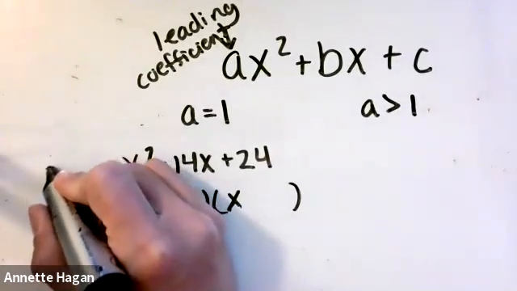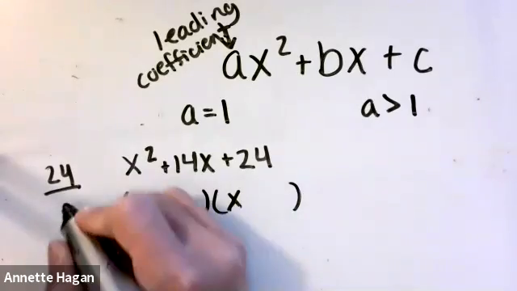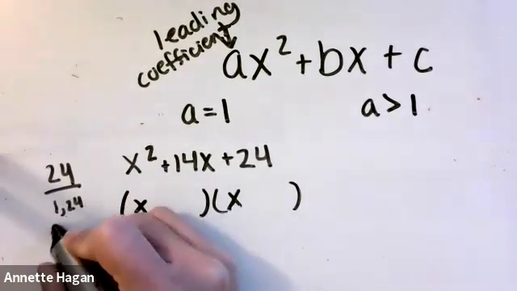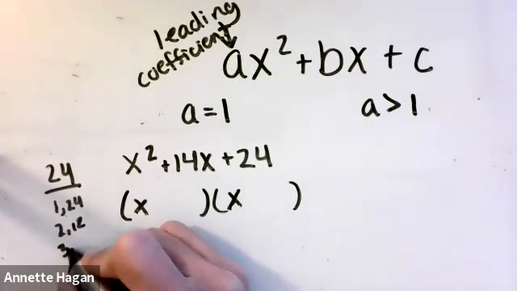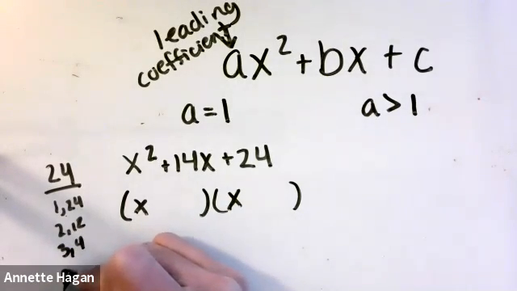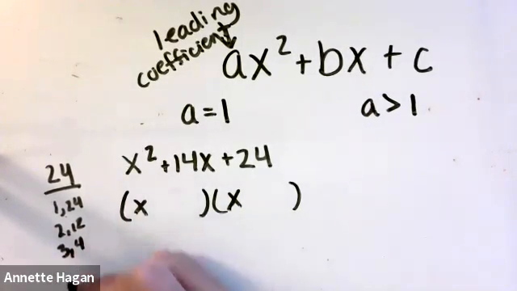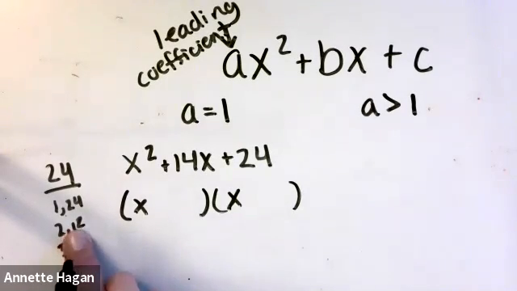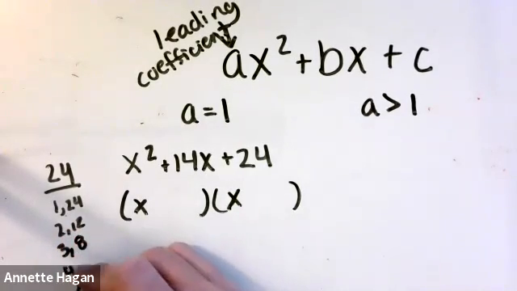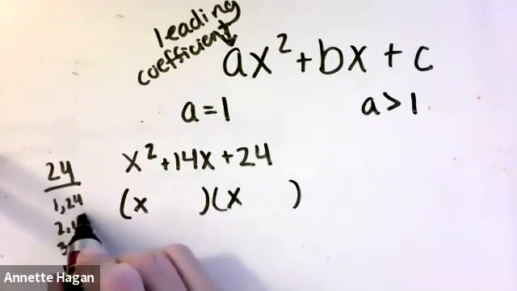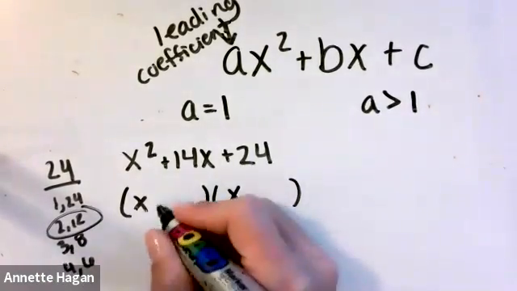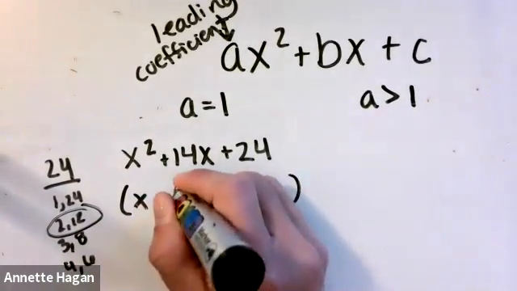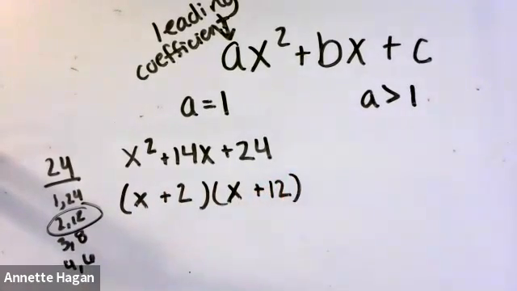If you need help doing this, you're going to make a list of your factors of 24. There is 1 and 24, 2 and 12, 3 and 8, and 4 and 6. Those are my factors of 24. Well, 12 and 2 will give me 14 when I add them up. So that means my answer is x plus 2, x plus 12. This is called the guess and check method. It works really well for this type of trinomial.